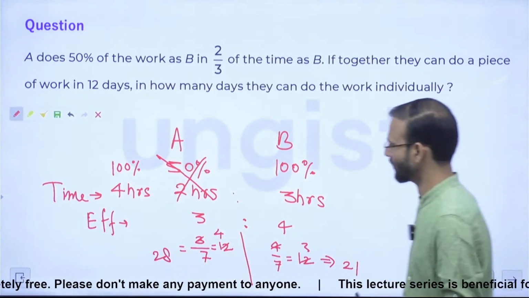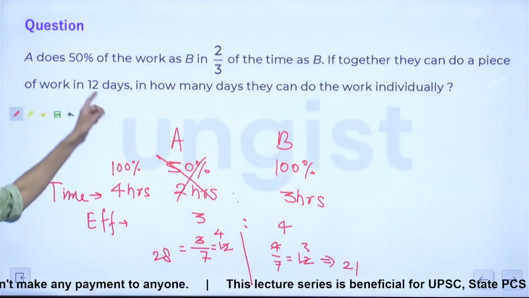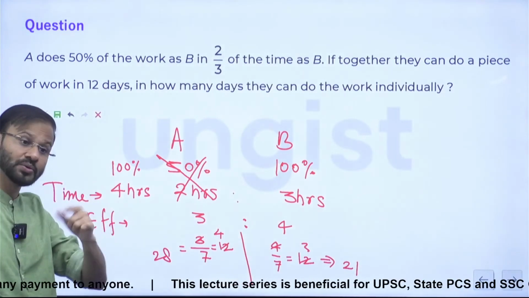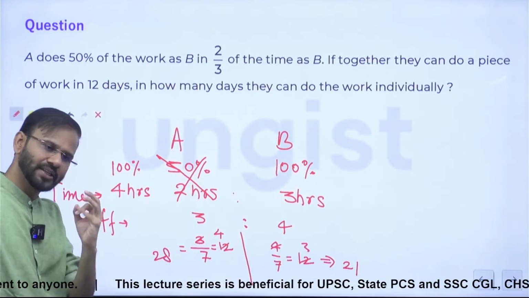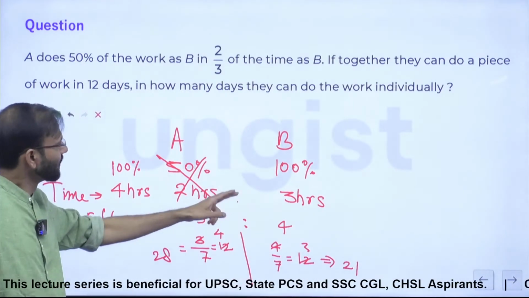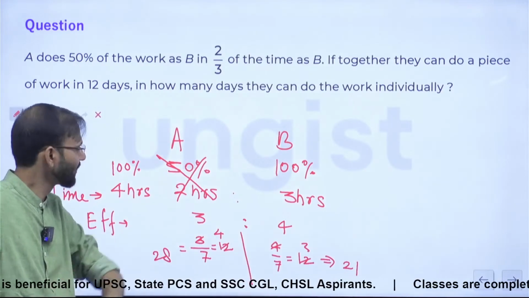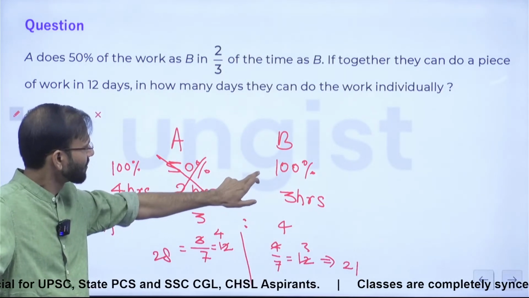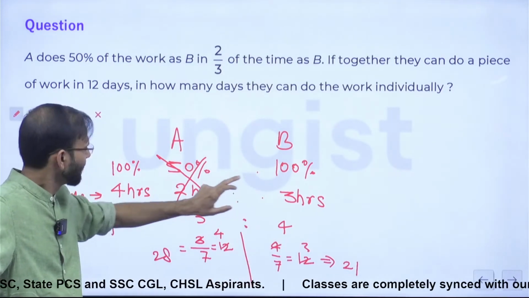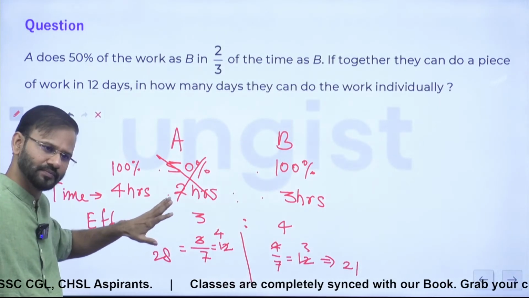टाइम का देखिए. Actually क्या हुआ कि क्वेश्चन ये बोल रहा है कि A does 50% of the work as B in 2/3 of the time as B. तो अगर B ने 3 घंटा लिया है, A ने सिर्फ 2 घंटे काम किया है. लेकिन A ने जितना काम किया वो B के काम का आधा था, सिर्फ 50% था. ठीक? तो अगर B ने 100% काम किया 3 घंटे में, तो A ने 50% काम किया 2 घंटे में. अभी क्लियर? ओके.